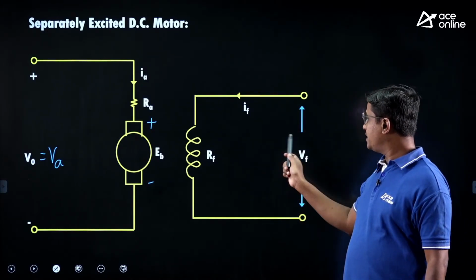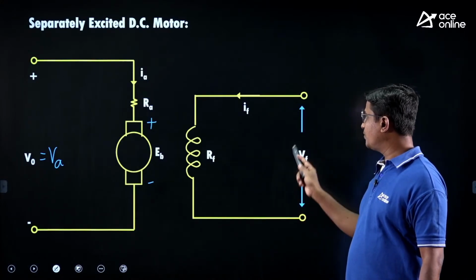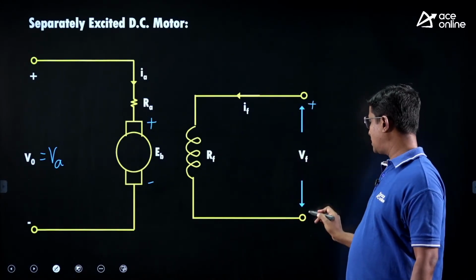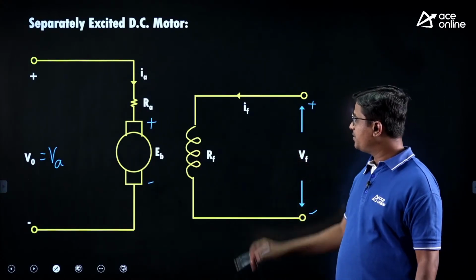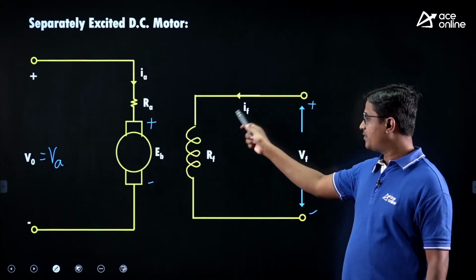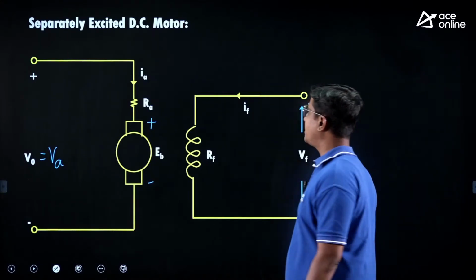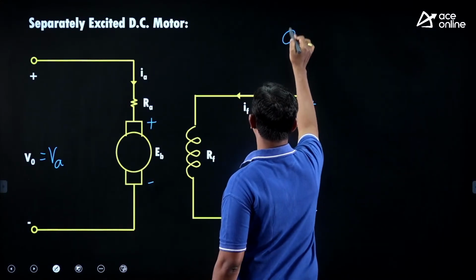Now here, in the separately excited DC motor, we know the flux is constant because the voltage source VF value will be constant, so my IF will be constant. Therefore my flux will be constant. So for the separately excited DC motor, flux is a constant.